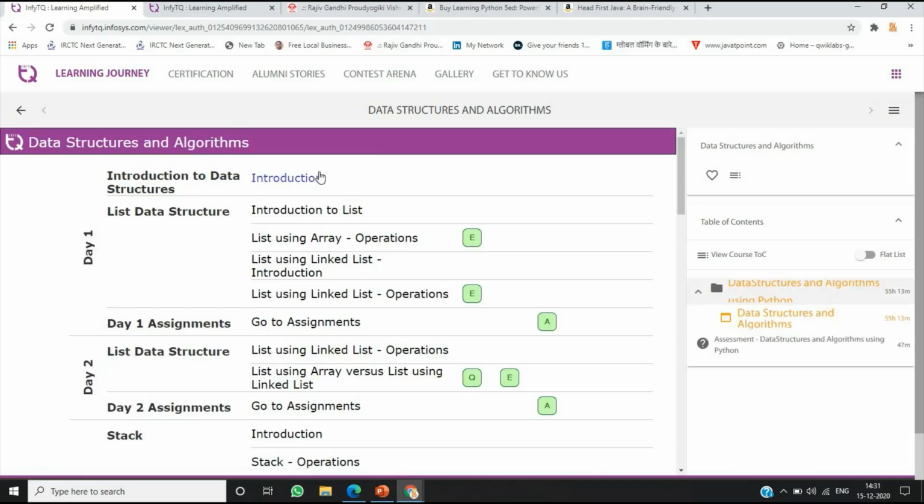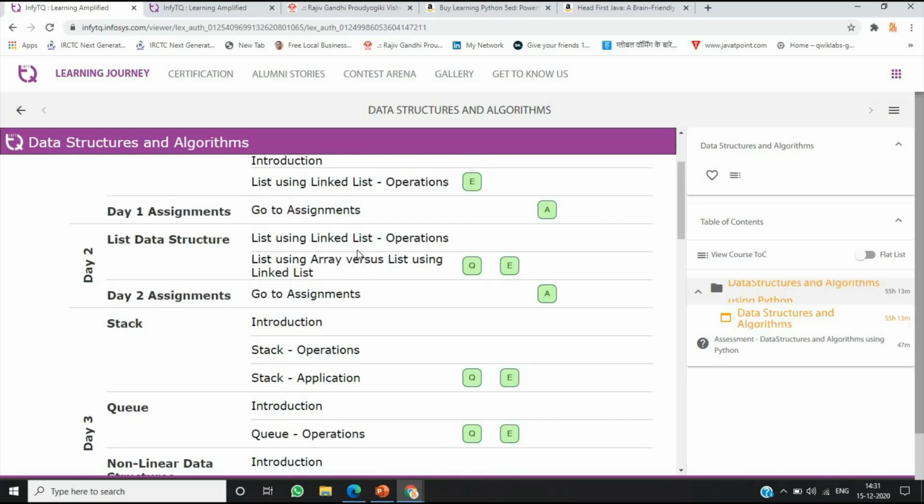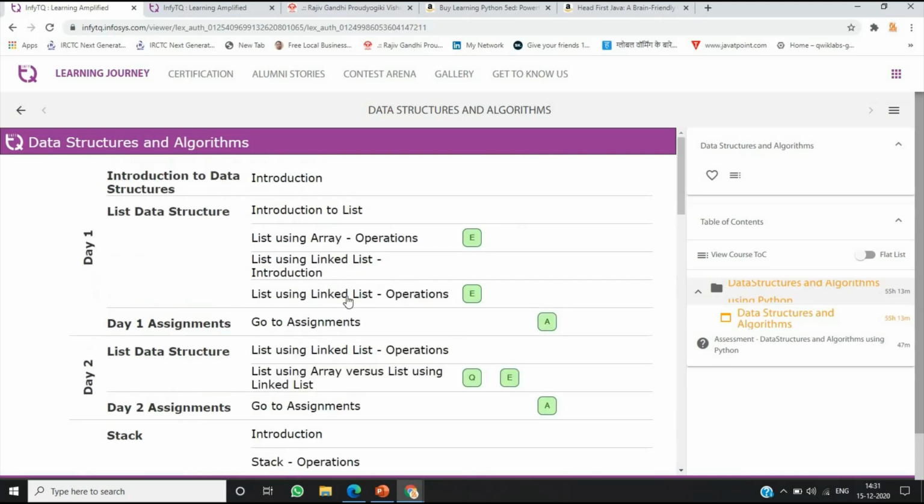So friends, these are basically topics like introduction, list data structure, list using array option. There are also assignments and there is also a quiz present. So friends, start practicing it and complete it.